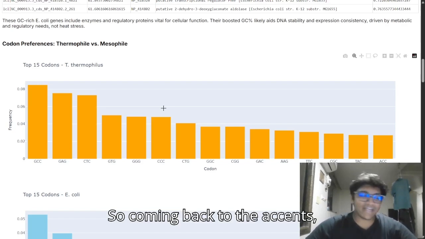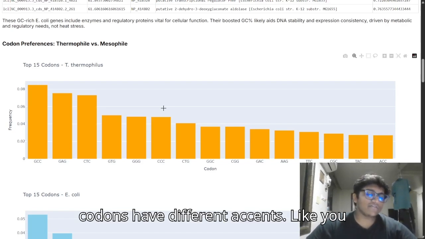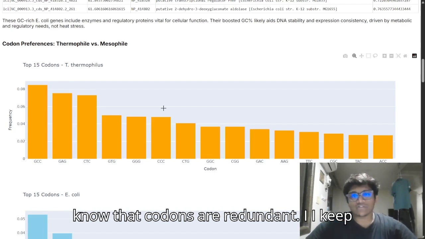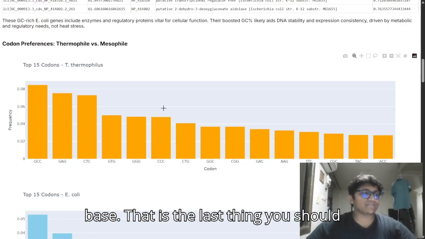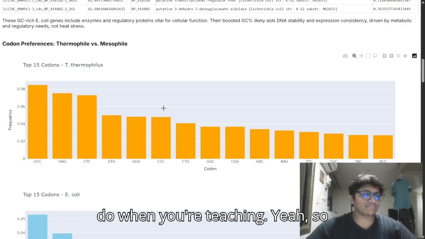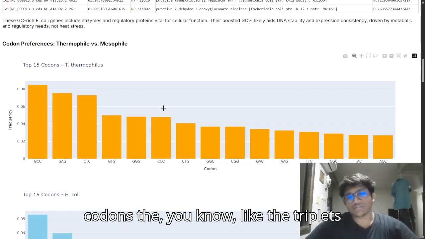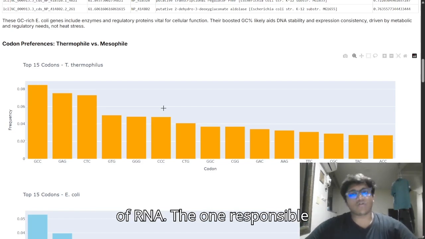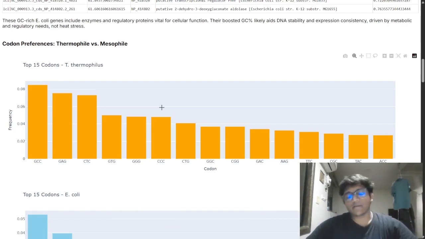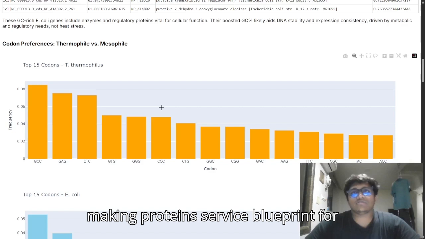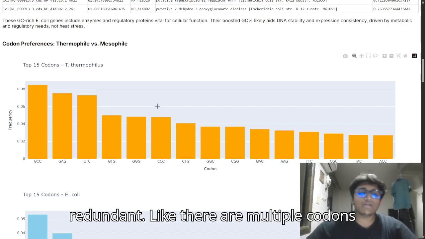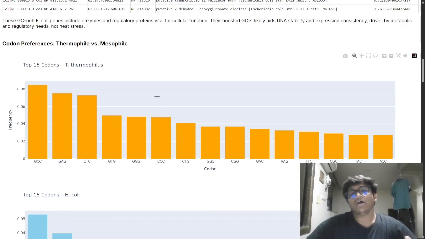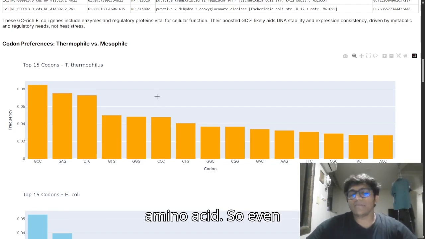So coming back to the accents, codons have different accents. You know that codons are redundant. I keep assuming audience knowledge, which is the last thing you should do when you're teaching. So codons, the triplets of RNA responsible for making proteins, serve as the blueprint for making proteins. They're redundant: there are multiple codons that code for the same amino acid.